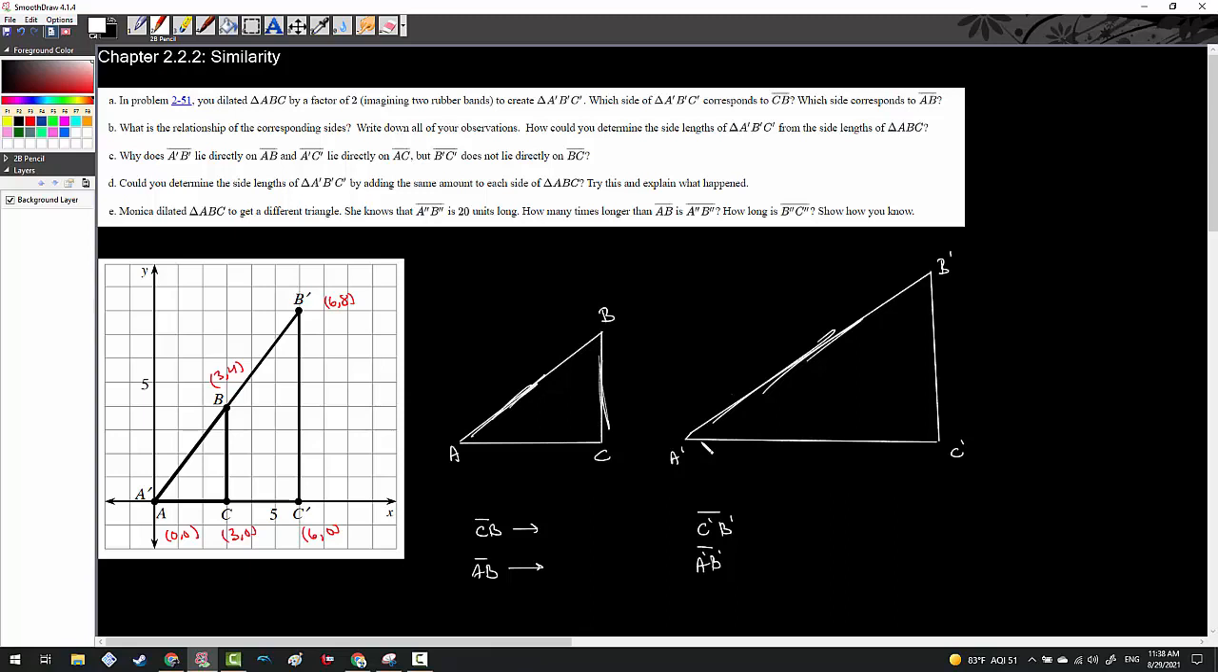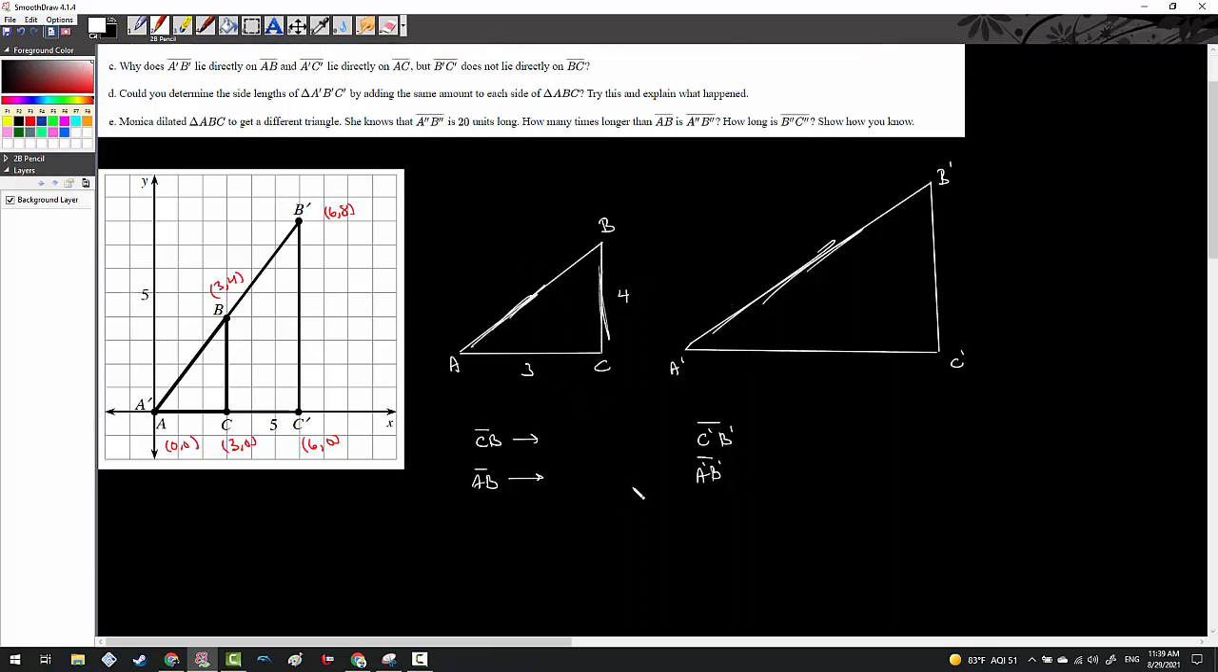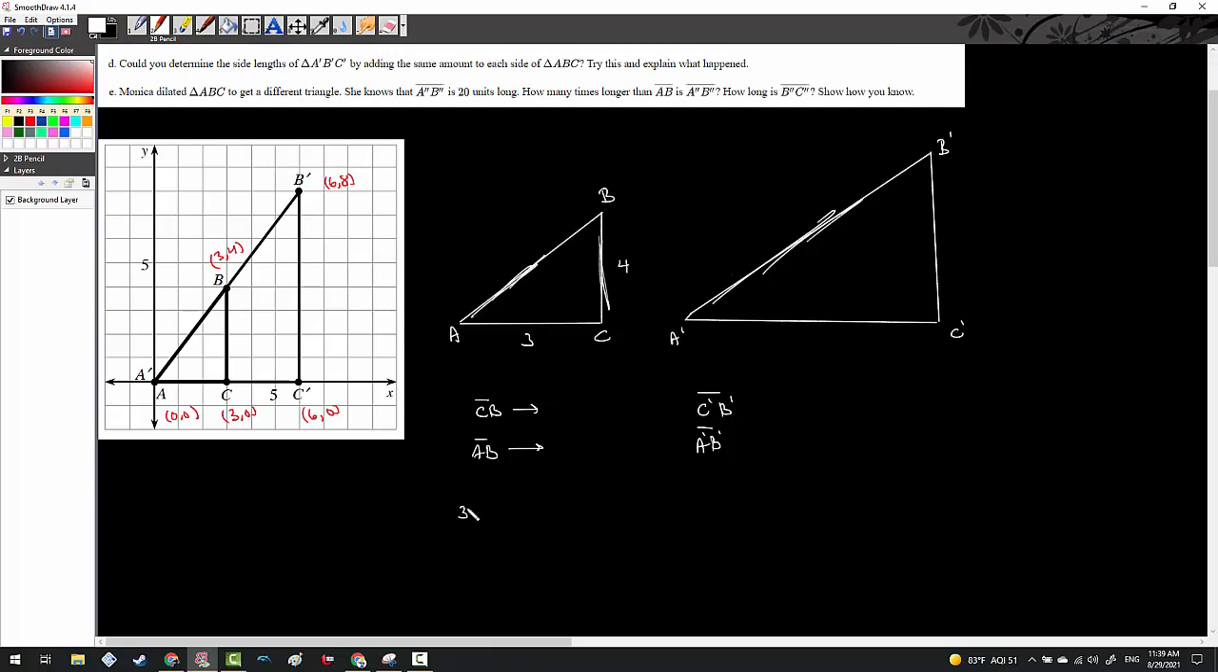And let's go ahead and take a look at the relationship of the corresponding sides. Write down all of your observations. So let's see. If I wanted to find out the lengths of each of the sides, I could go ahead and use the Pythagorean Theorem on everything. And so from here, if this is 3 and this is 4, then by use of the Pythagorean Theorem or by knowledge of Pythagorean triples, I could do 3 squared plus 4 squared equals c squared, and then that becomes 9 plus 16 equals c squared equals 25, so c equals 5. Now, you could have known that using a Pythagorean triple, 3, 4, 5.